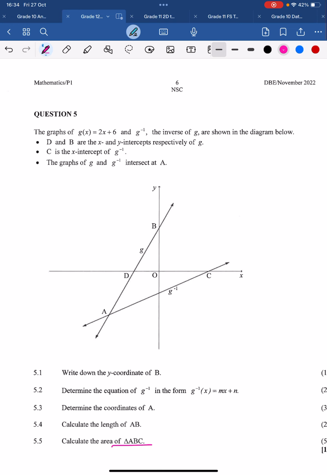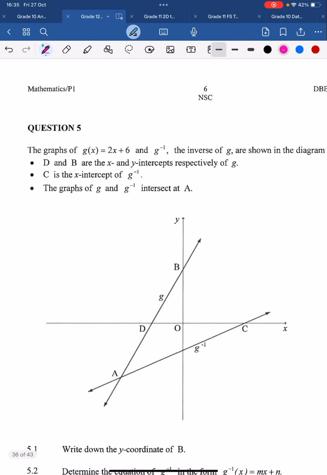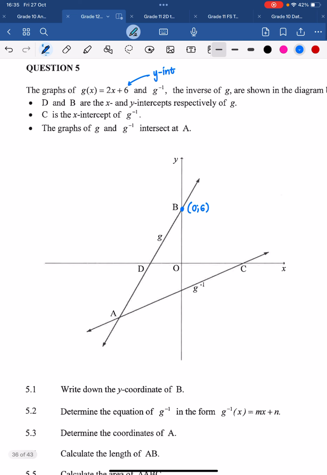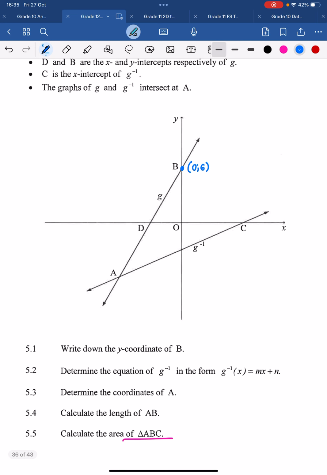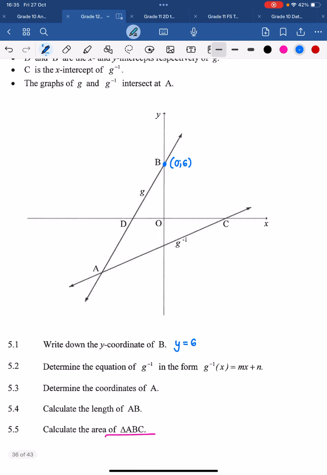This is again from November 2022. For question 5, they're saying the graph of g, which is this graph over here, is 2x plus 6. Now, I see already that someone says the y coordinate is 6. Absolutely. This is a straight line equation. Remember that your c value, your constant term, is the y-intercept. On the graph, we can see that point B is the y-intercept. So the coordinates there are (0, 6), and that is actually also the first question, right? 5.1, write down the y coordinate of B. The y coordinate is 6. All right, there we have our first answer already.